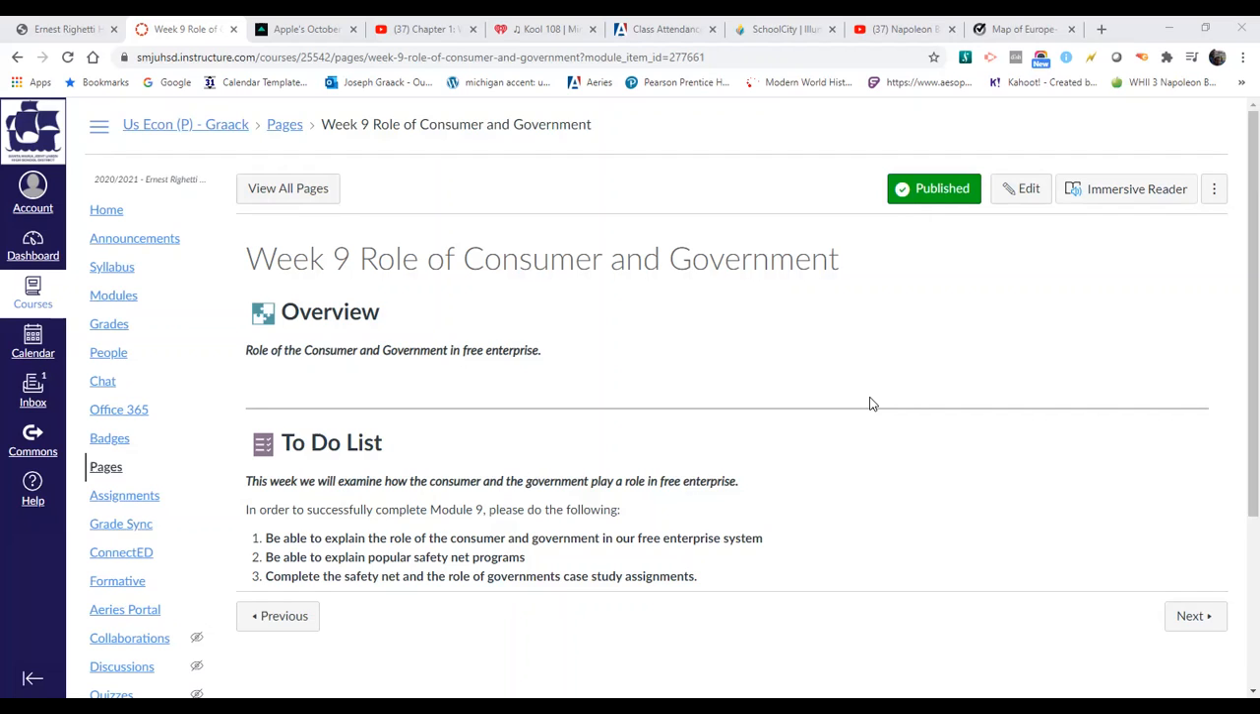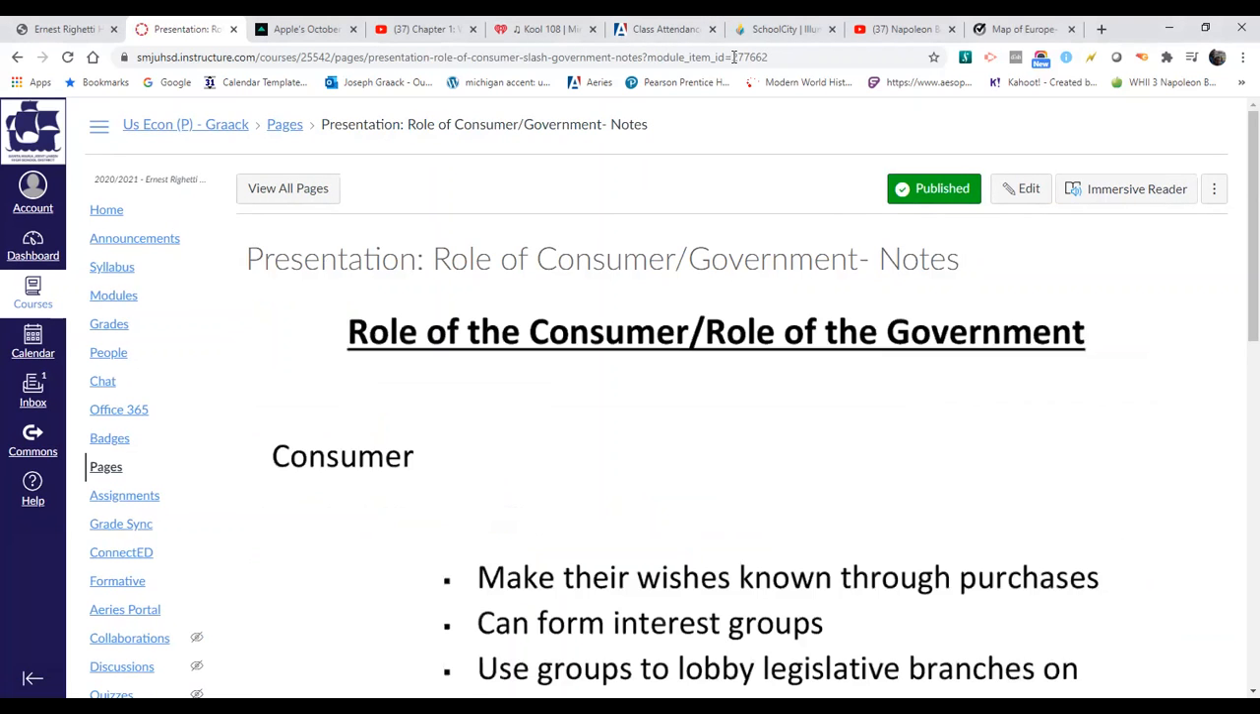And so you want to be able to explain the role of the consumer, that would be people like you and me, in our free enterprise system. You also want to explain the role of government. What are the roles of those 2 different groups in the free enterprise system in which we have a public and a private sector? Be able to explain popular safety net programs and also regulatory agencies in the United States. And then there is a safety net assignment and a role of government case study, which is very simple, about licensing and why things are regulated there. So go ahead and click to next, and we'll get to our first page. I'll let you get to that.